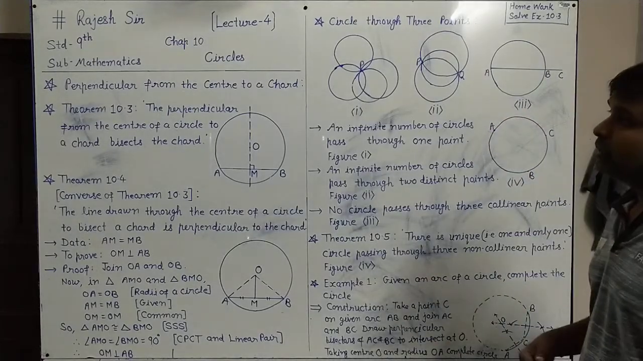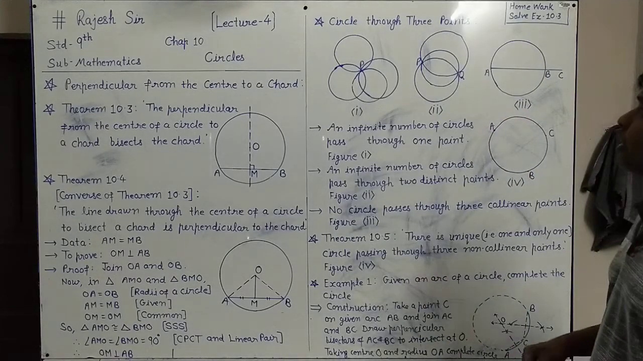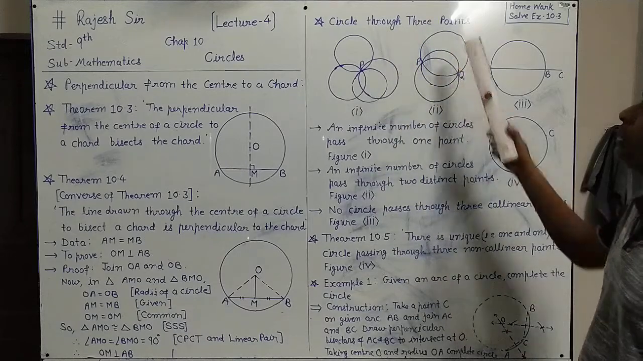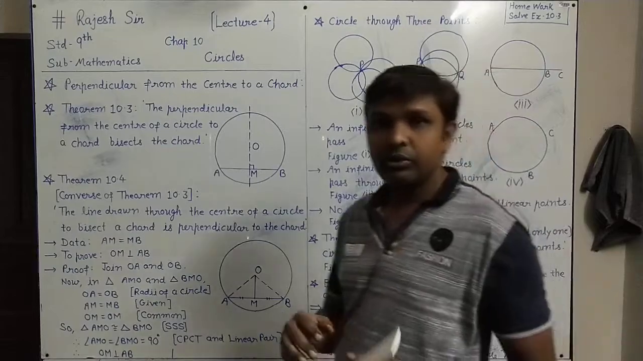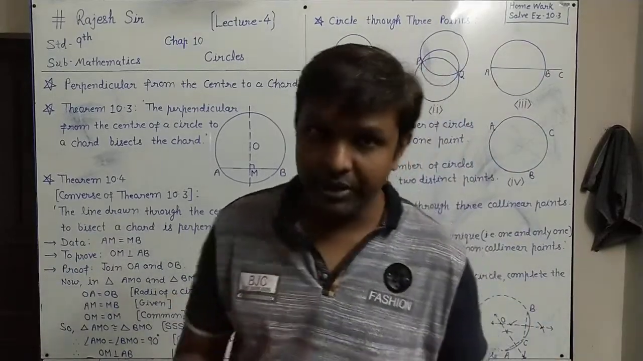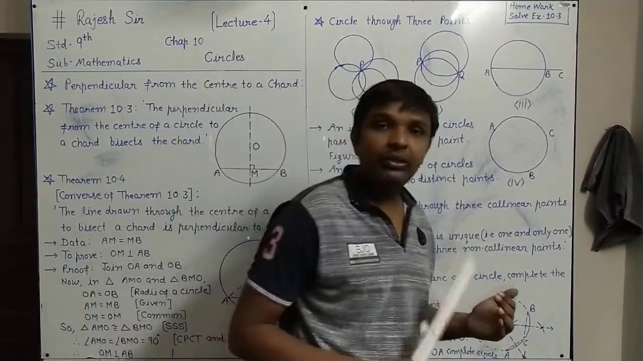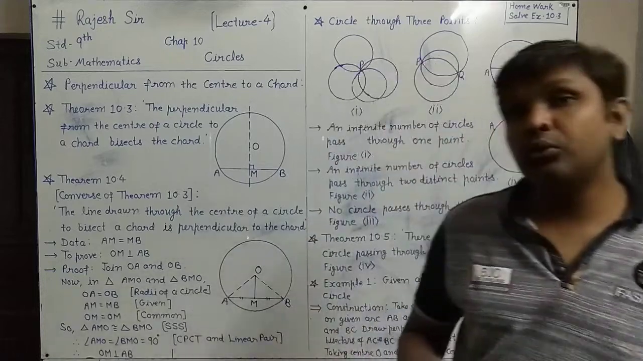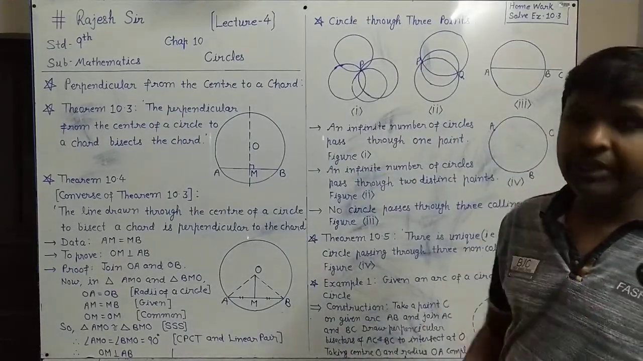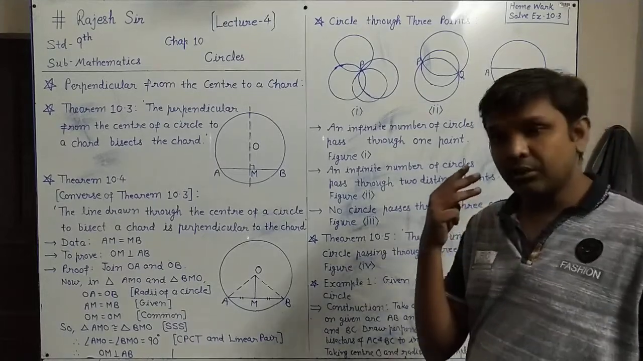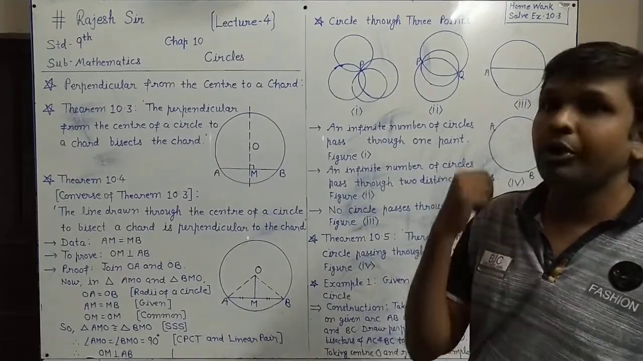After understanding theorems 10.3 and 10.4, the next topic is circle through 3 points. We are going to discuss circles passing through 3 points. First we will discuss circles passing through 1 point only, then passing through 2 points, then passing through 3 points.